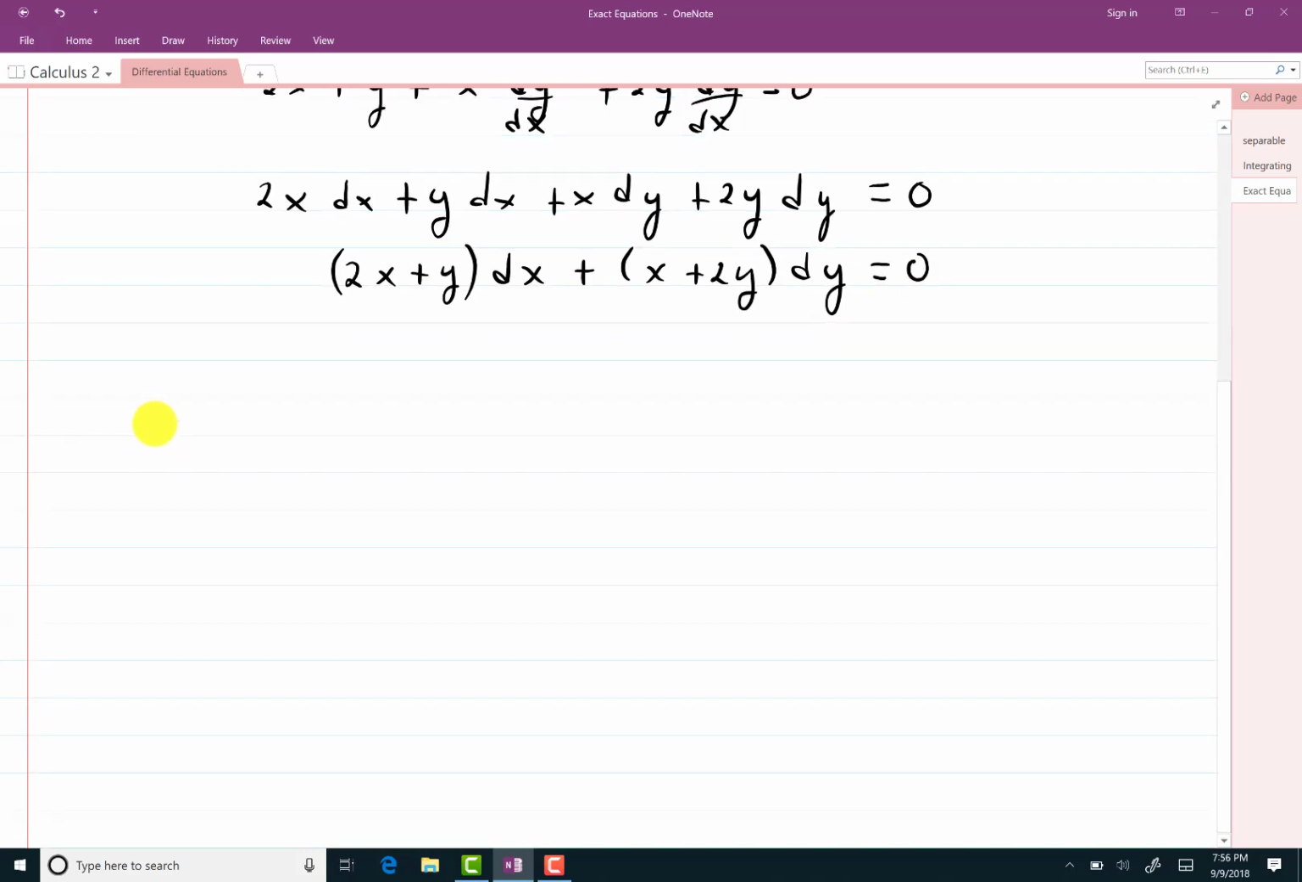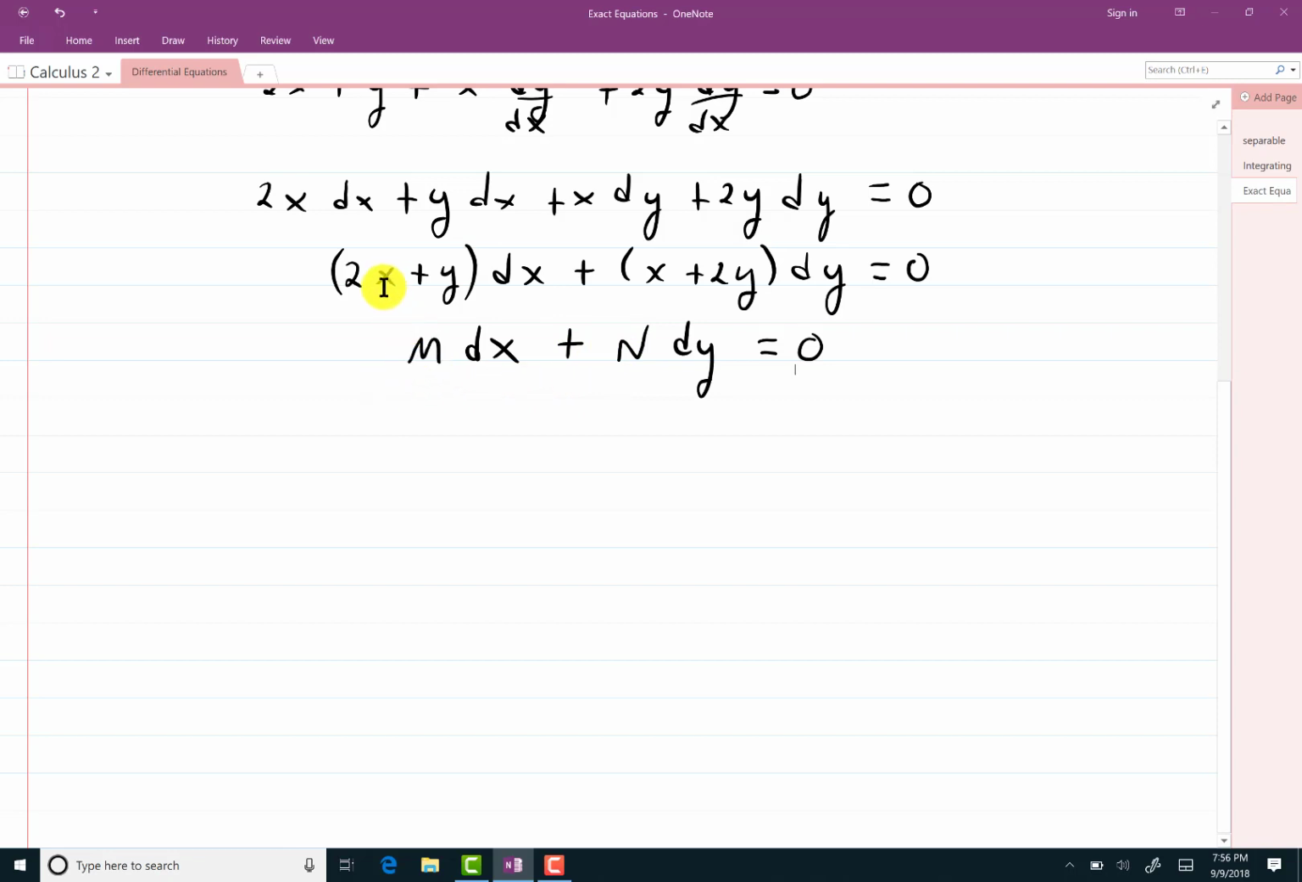So let me show you the steps that we're going to use, and then I'll talk about partial derivatives and other things that come into play. But for the time being, we are going to work with equations that look like this. Some sort of a function m times dx plus some sort of a function n times dy equal to 0. And that's exactly what we have here. What we're going to insist upon is that when I take the derivative of m, or the derivative of n, they end up being equal.